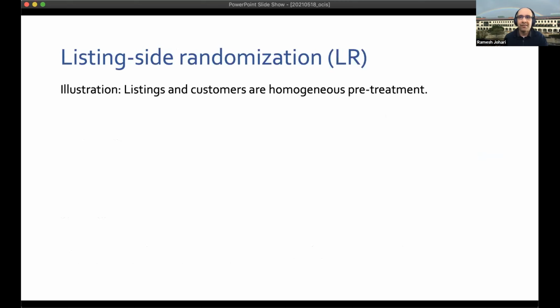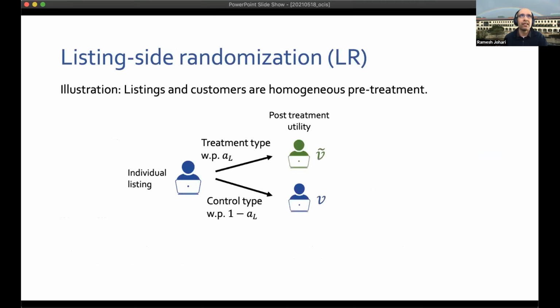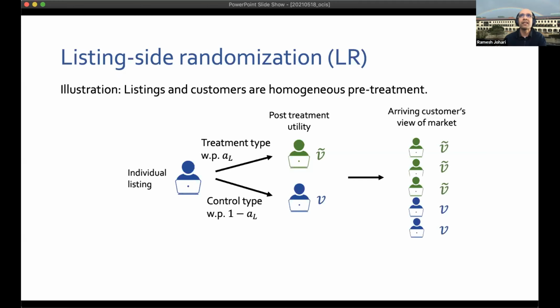The other side of typical platform randomization is what's called listing side randomization, where a platform will randomize listings into treatment or control. In this case, an individual listing gets a label attached to it, which is that it's a treatment listing or control listing. Now, if a customer arrives, the customers are not in treatment or control, it's the listings. A customer arrives and sees 5 listings, 3 of which are labeled treatment, then that customer is going to see those 3 listings as having V tilde as utility, and the 2 blue listings, the control listings, as having utility V.